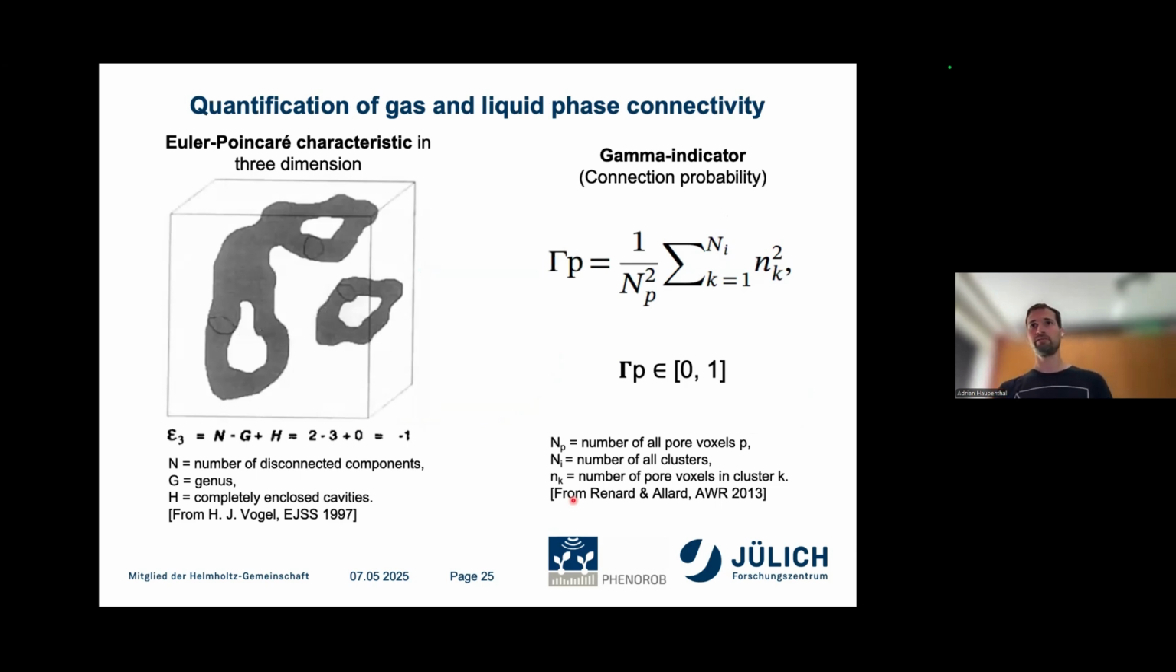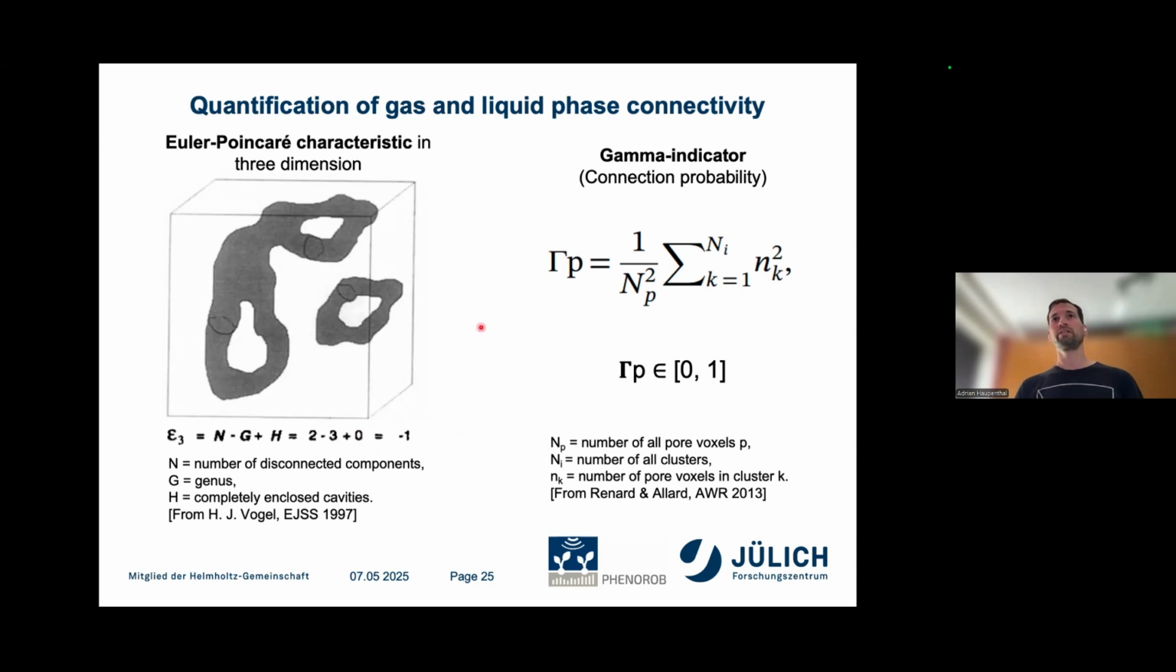Now, to quantify the connectivity, I used two well-established metrics. On the one hand, the Euler-Poincaré characteristic. It counts the number of disconnected components or clusters, in this case two. Then it subtracts the genus, which means redundant connections. Here we have 1, 2, and 3 redundant connections, so minus 3. And then it adds the completely enclosed cavities. In soil samples, they are usually neglected, because a completely enclosed cavity would mean a soil particle surrounded by air, which means the particle is levitating in the pore space, which makes no sense. What you get is a number, and the more negative this number, the better the connection.